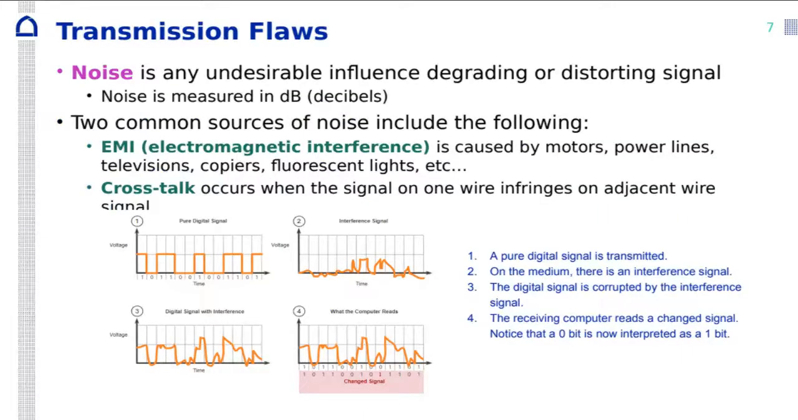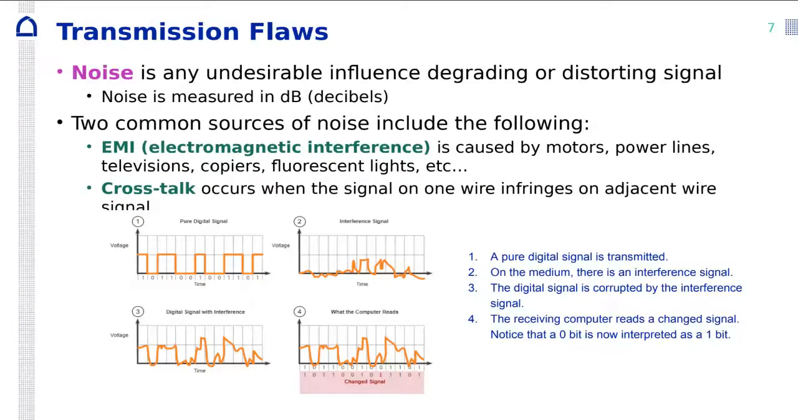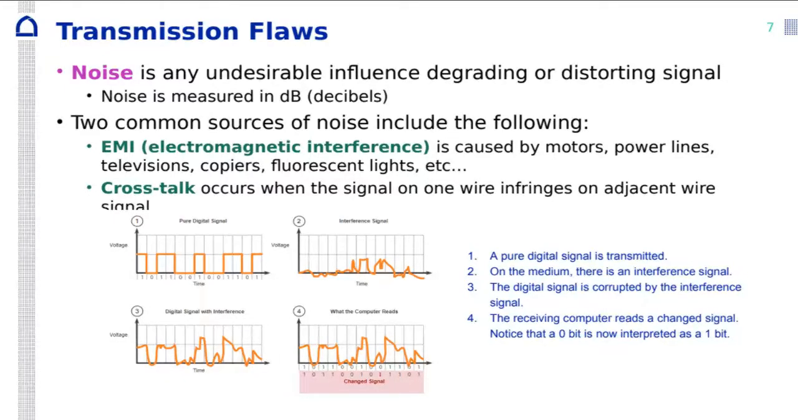Noise. It's an undesirable influence, degrading or distorting signal. That is, it's something that is undesirable. It will either damage your signal or reduce the quality of your signal. It is measured in decibel, dB.